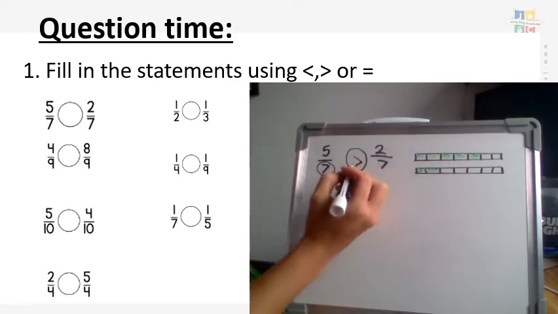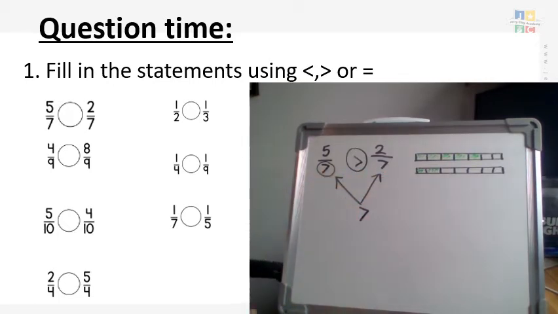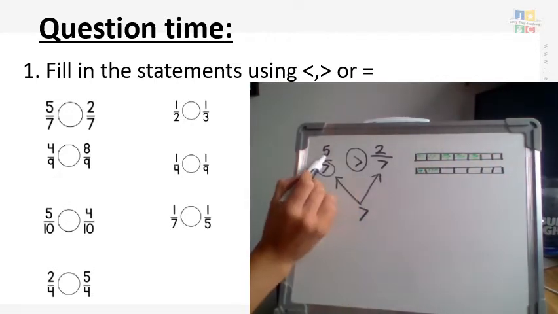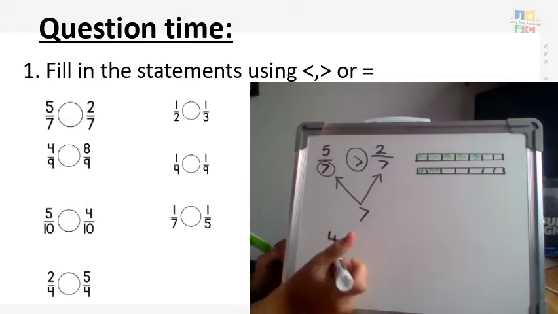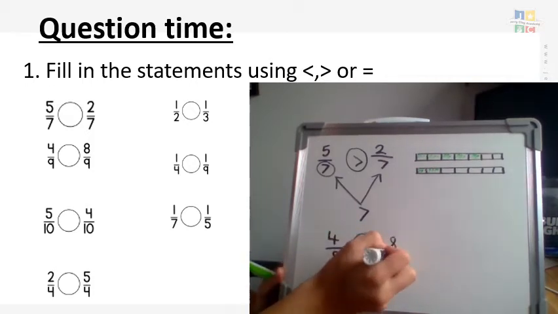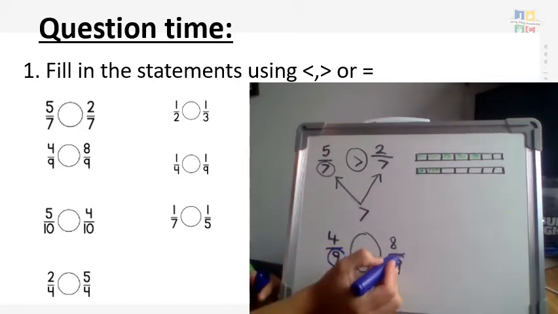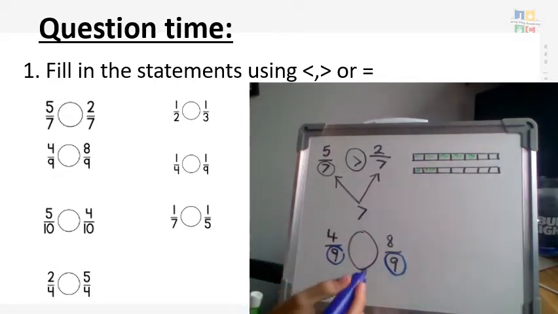We could also see that because they've both got the same denominator of 7, we know that the parts are going to be the same number of parts. So if they've got the same denominator, the greater the numerator, the greater the fraction. If I use that for the next one, I've got 4/9 and 8/9. If I first of all look at my denominator, I can see both of them are 9, so they're going to be the same if I was to draw it as a bar model, and I can see that 8 is more than 4, so I could say that 4/9 is less than 8/9.